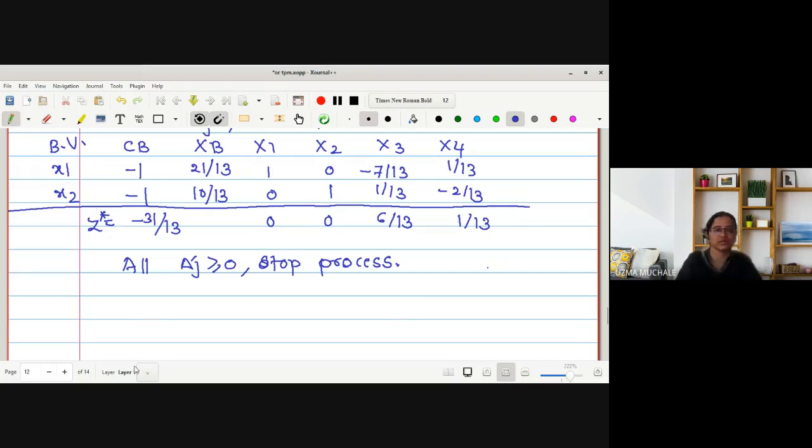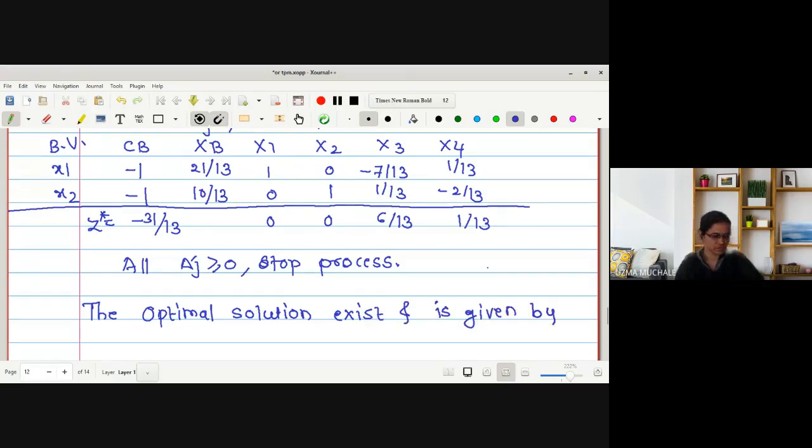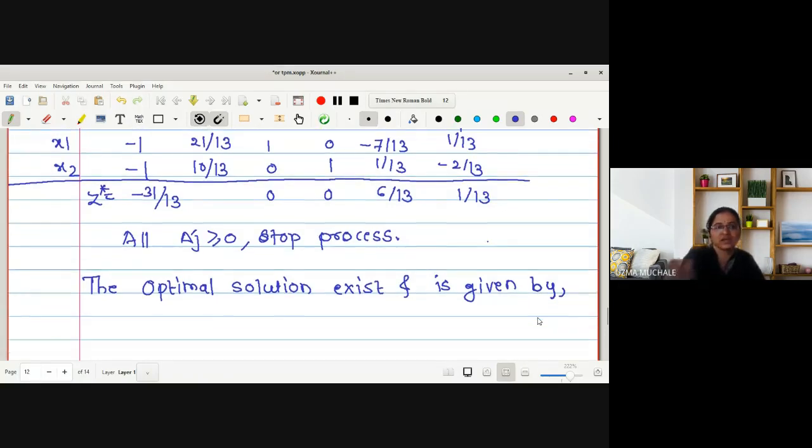What is the solution then? What is the optimal solution? X1 takes the value 21 by 13. X2 takes the value minus 10 by 13. This Z star takes minus 31 by 13, but Z star is minus Z. So we have to give a negative sign to this. Therefore, the optimal solution exists and is given by. How is it given then?